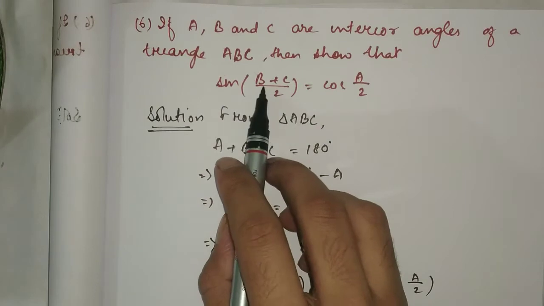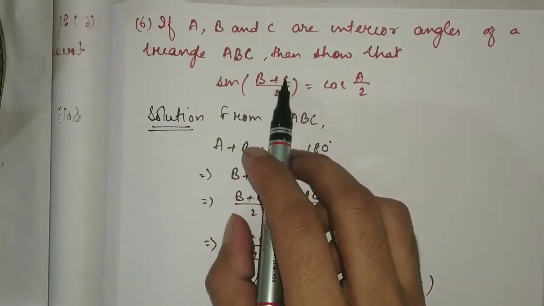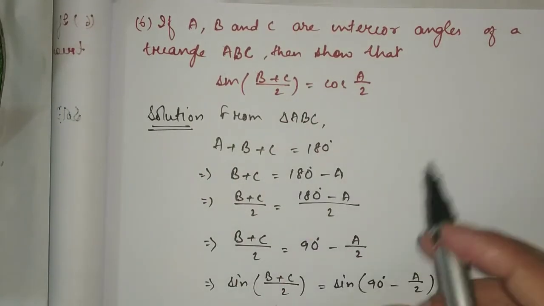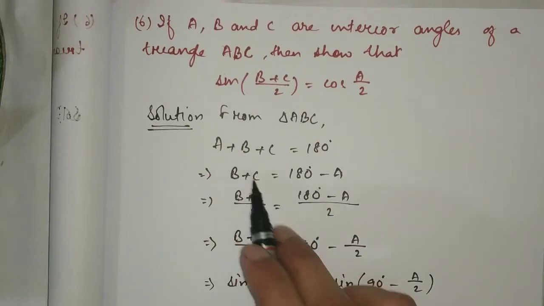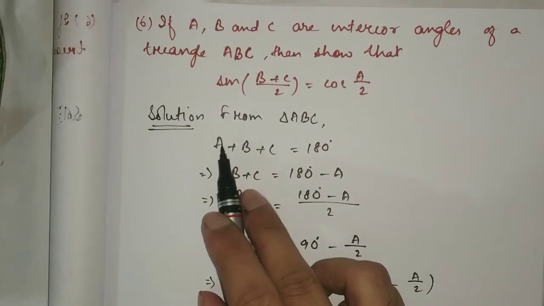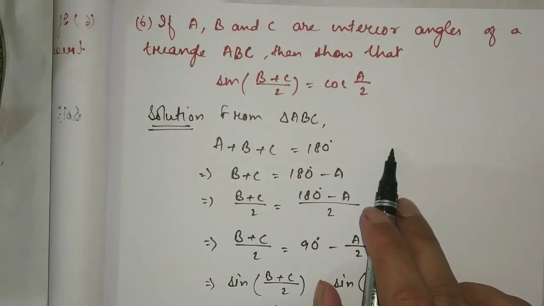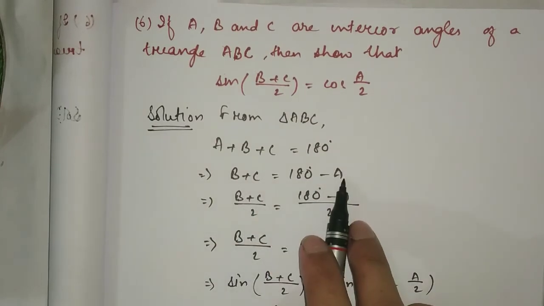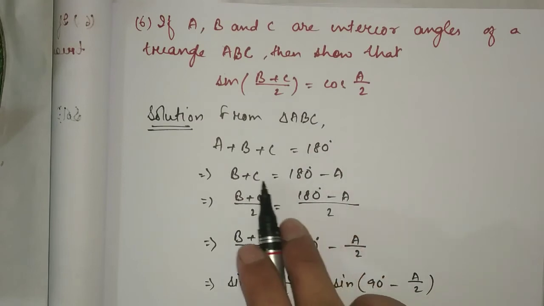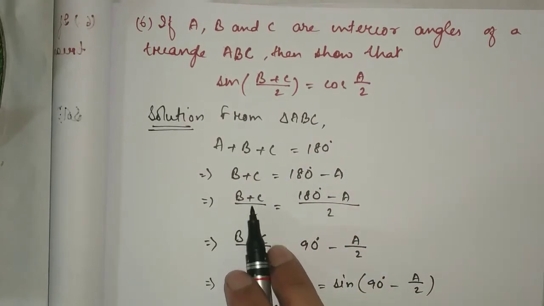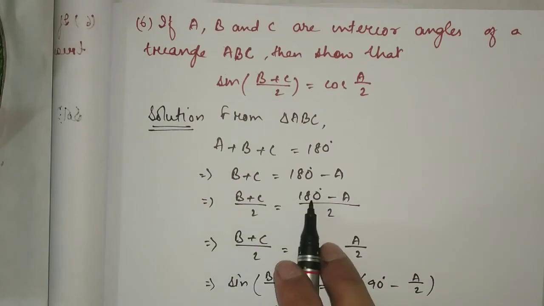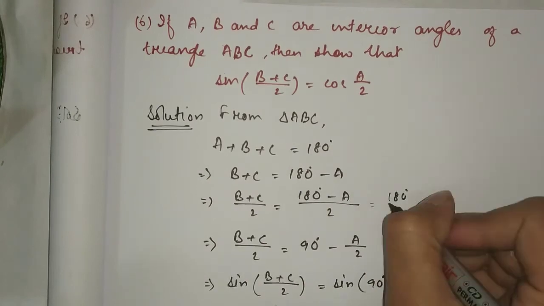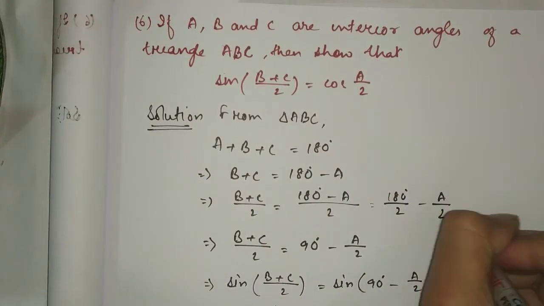So from the question we see that we have to keep this B plus C on the left hand side and take the A term to the RHS. So we keep B plus C here, and we take this A to the right hand side. B plus C is equal to 180 minus A. Then we divide both the sides by 2. So we get (B plus C)/2 is equal to (180 degree minus A)/2. Now we separate the parts, that is 180 by 2 minus A by 2.